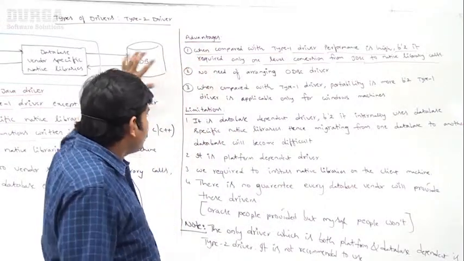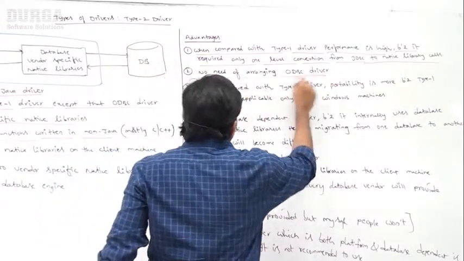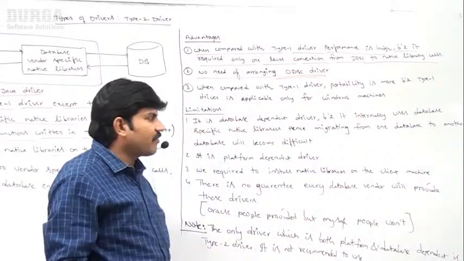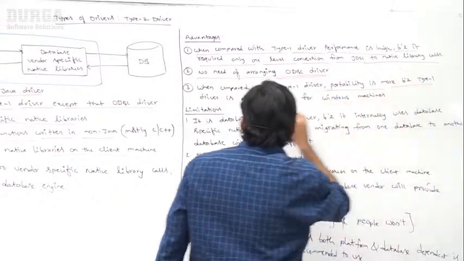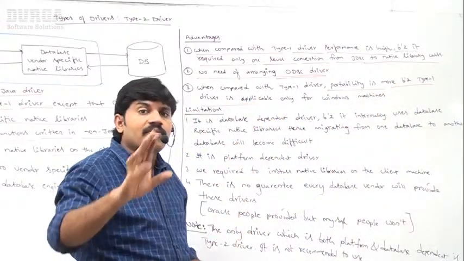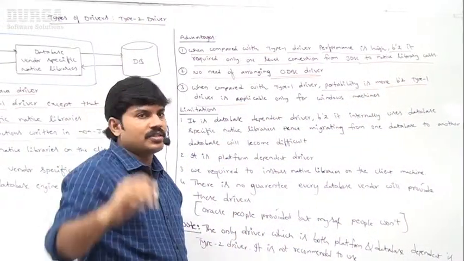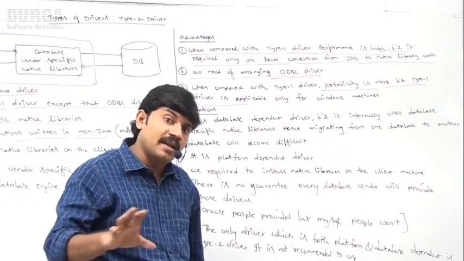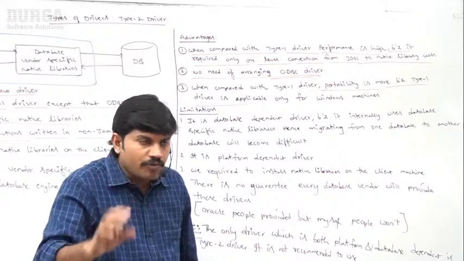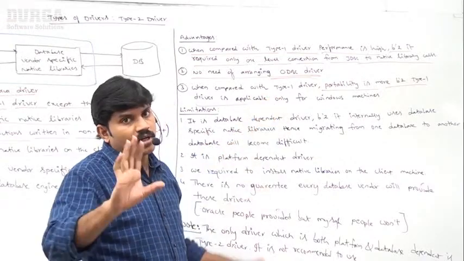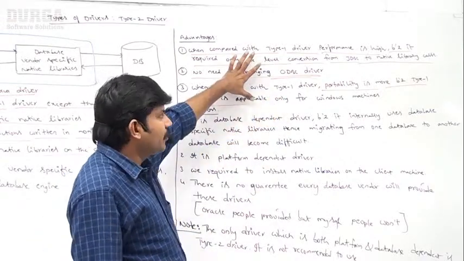Next, in type 2, there is no need of arranging the ODBC driver. Next, when compared with the type 1 driver, portability is more, because the type 1 driver is applicable only for Windows machines, but type 2 drivers are available for Linux machines, for Sun Solaris and so on. That's why when compared with type 1, the type 2 driver's portability is more. These are the advantages, right?